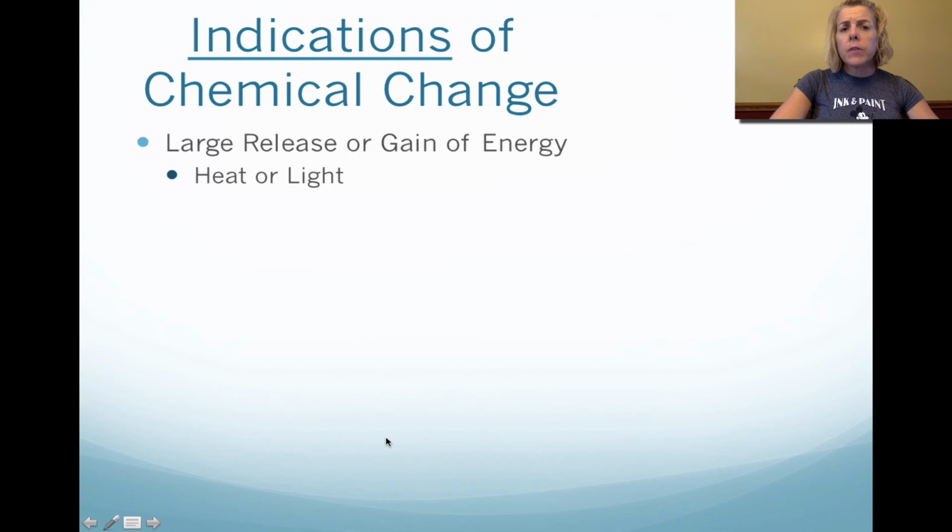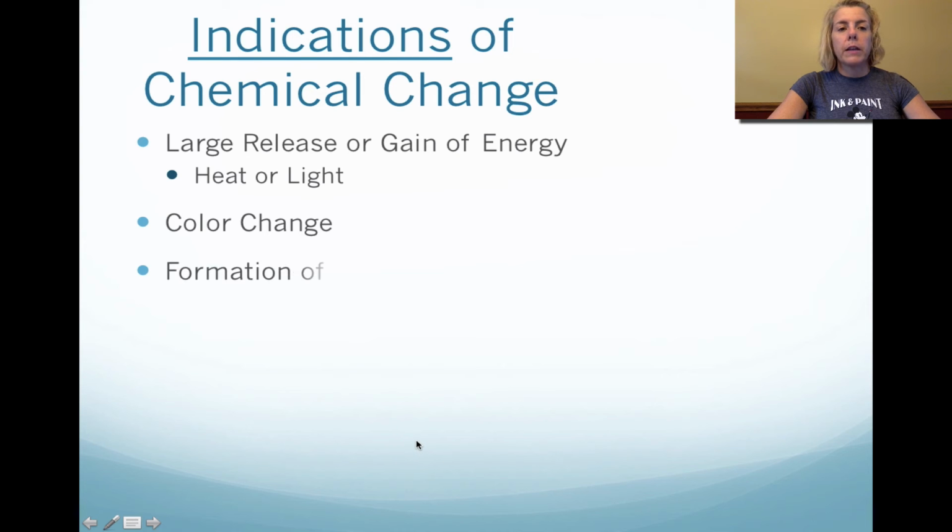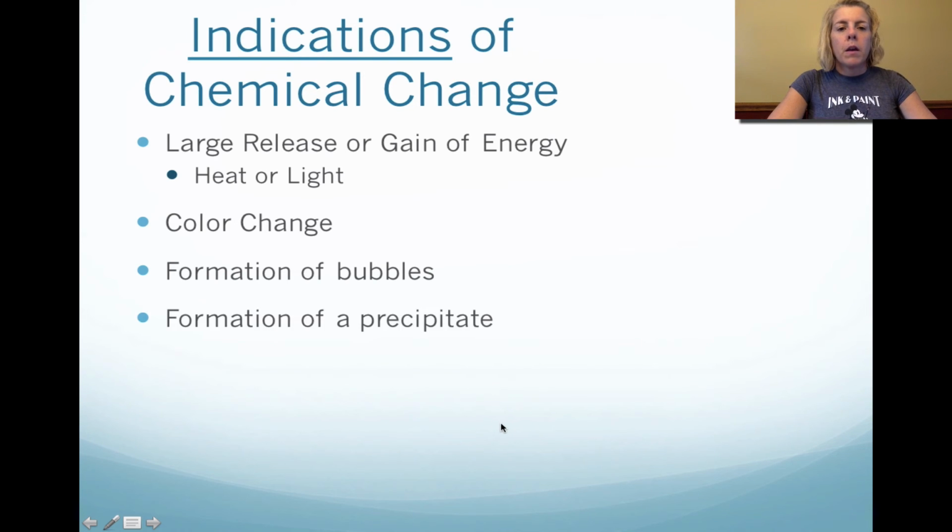What are some indicators of chemical change? If you see heat or light, if you see a color change. Now you gotta be careful because some physical changes are color changes, and we'll talk more about that in class. You might see bubbles. You gotta be careful with bubbles because some substances may contain bubbles, but that doesn't necessarily mean that it's a chemical change. Boiling is an example of that.